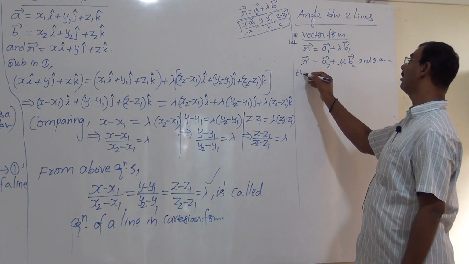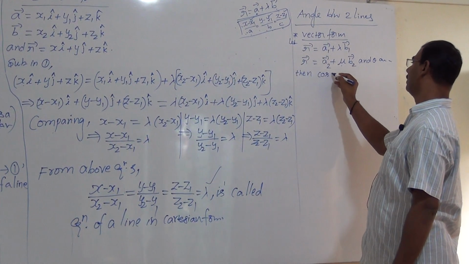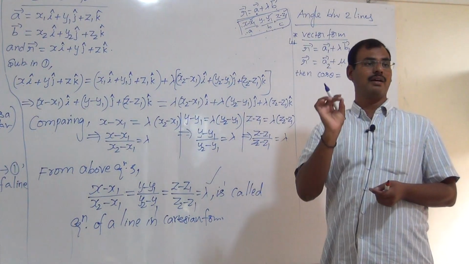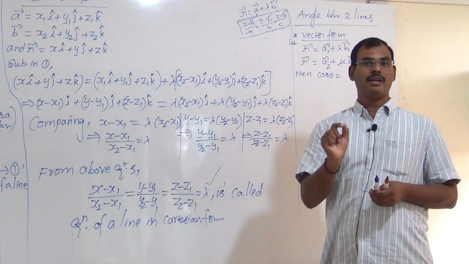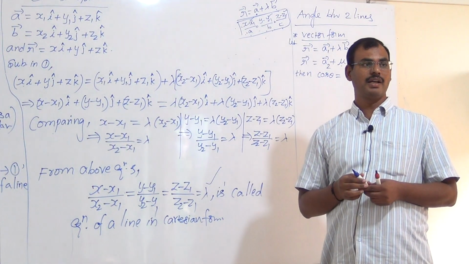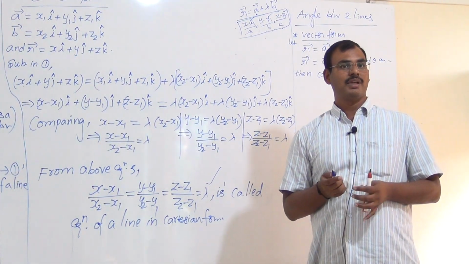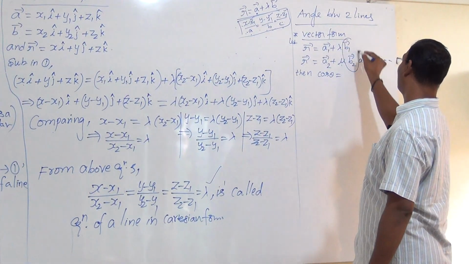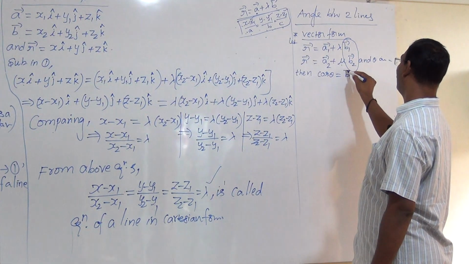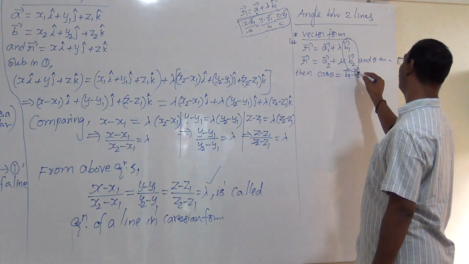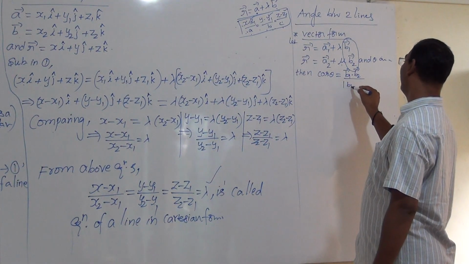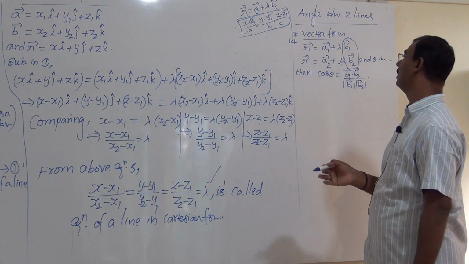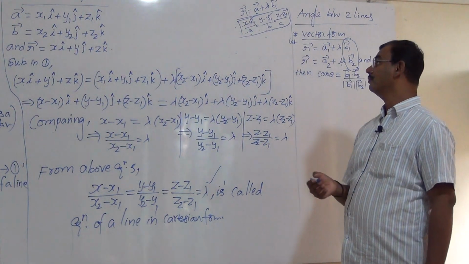Then what is cos theta? We know the formula for the angle between two vectors: cos theta is equal to A vector dot B vector divided by magnitude of A vector into magnitude of B vector. Similarly here, for the two vectors, B1 bar dot B2 bar divided by magnitude of B1 bar into magnitude of B2 bar. This is in vector form.